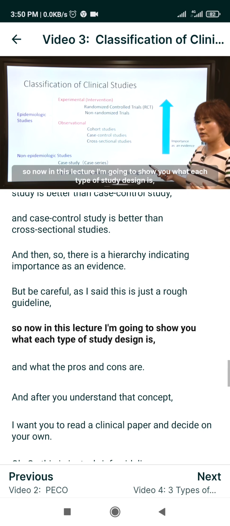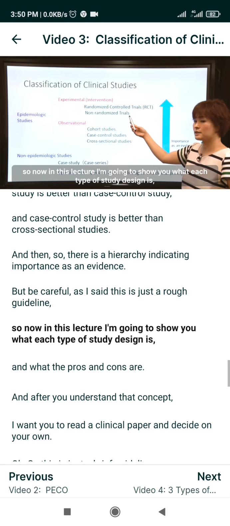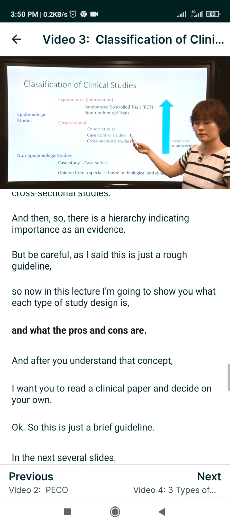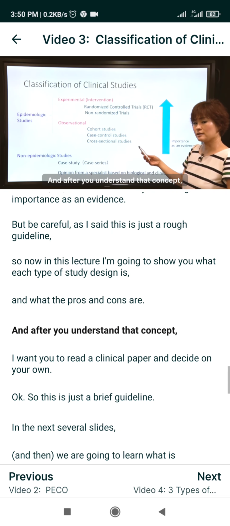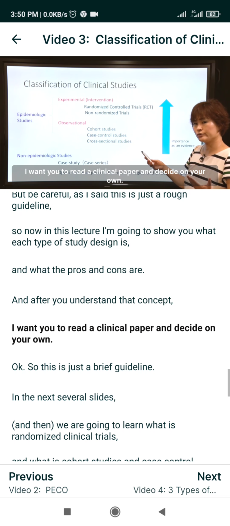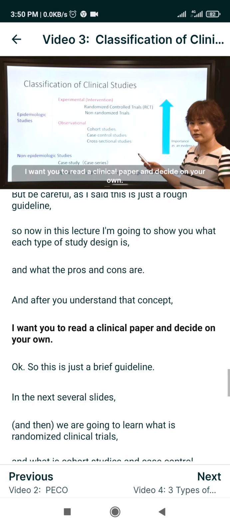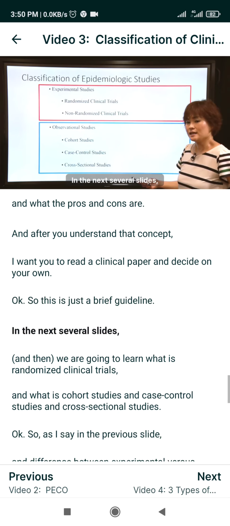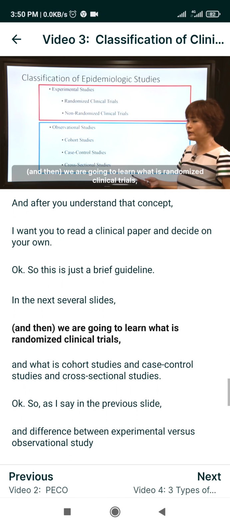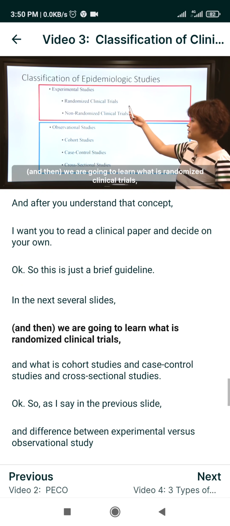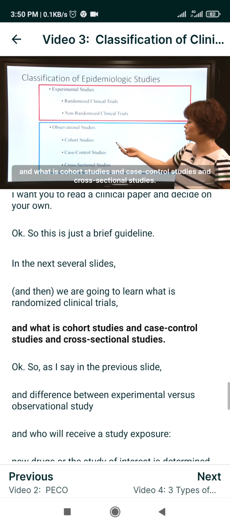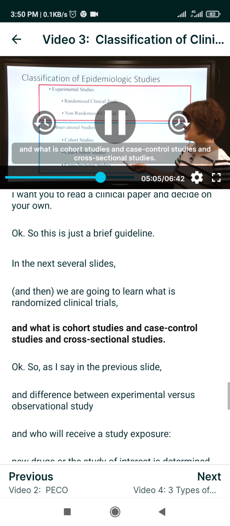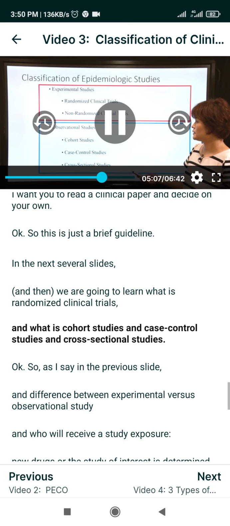In this lecture, I'm going to show you what each type of study design is and what the pros and cons are. After you understand that concept, I want you to read a clinical paper and decide on your own. Okay, so this is just a brief guideline. In the next several slides, we are going to learn what randomized clinical trials are, and what cohort studies, case control studies, and cross-sectional studies are.